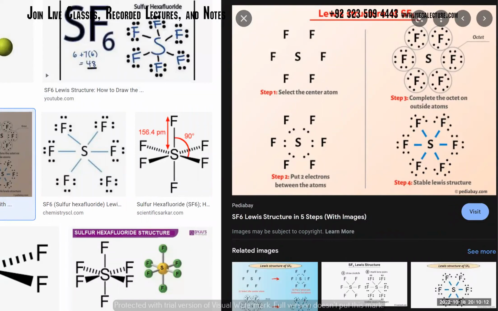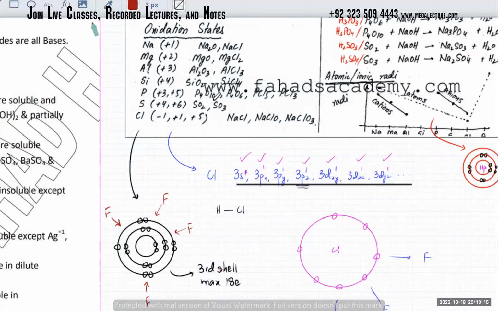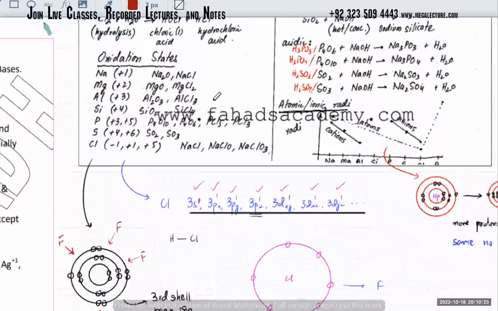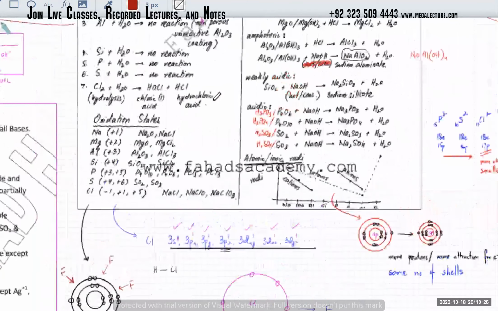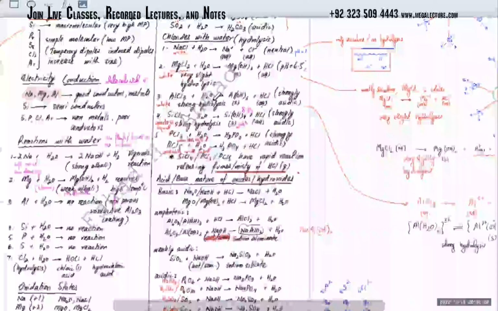But anyways, keep this in mind that a period 3 element can have a lot more bonds than it usually does. So chlorine can have a lot more bonds than just one. Okay? So is this clear? Yes sir.